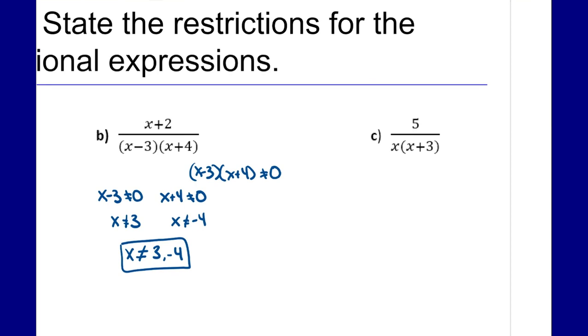For c, 5 divided by x times x plus 3. So again, I have two parts for this denominator. So x times x plus 3 cannot equal 0. So I'm going to set each factor not equal to 0 and solve for x. So x cannot equal 0, that's already done. x plus 3 can't equal 0, so that means x can't equal negative 3.